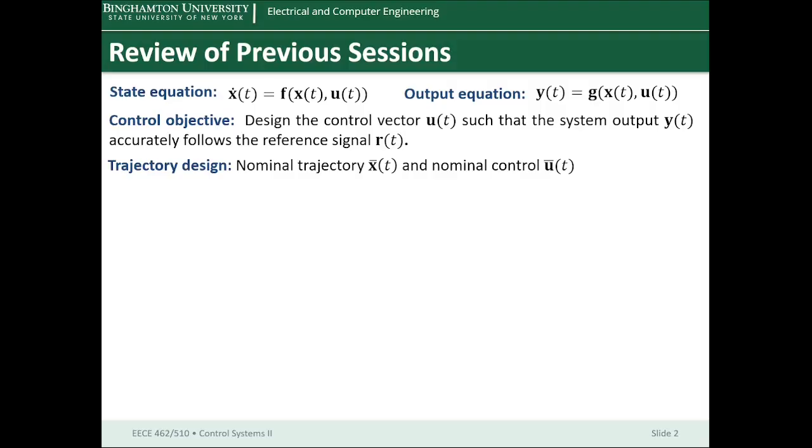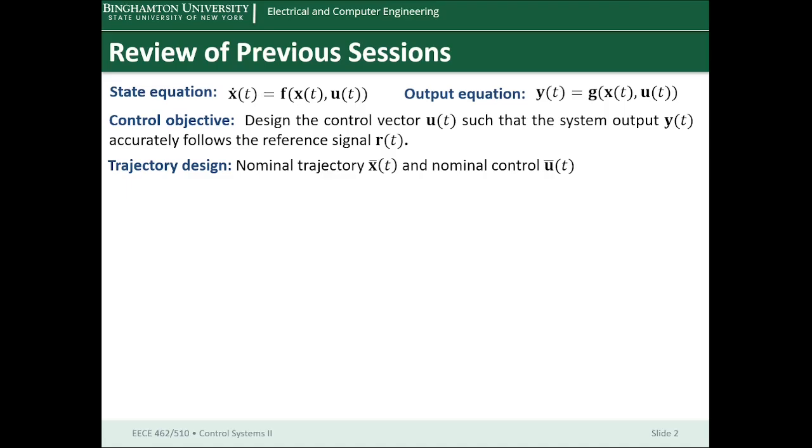We next discussed the idea of trajectory design. In trajectory design, we create a nominal trajectory and a nominal control based on desired output or nominal output. A nominal output is simply the output that matches the reference signal. As I mentioned before, this course is not about trajectory design. That's a separate course of its own in every branch of engineering. Here we assume that the nominal trajectory is already given based on the reference signals.